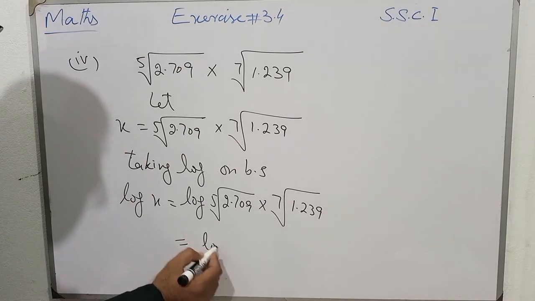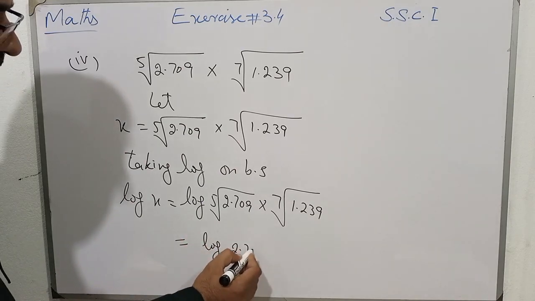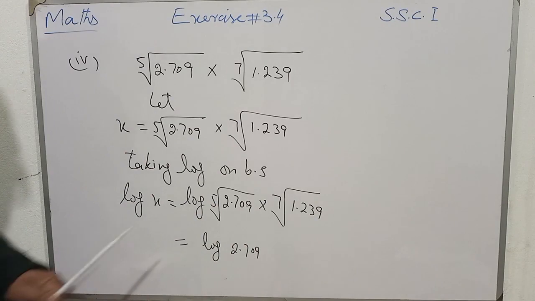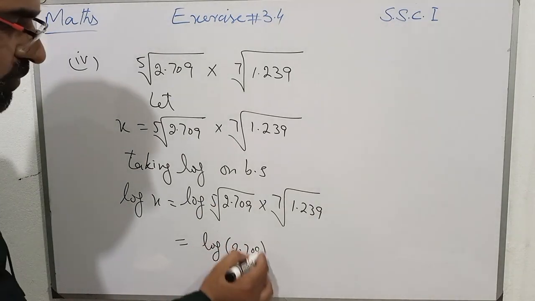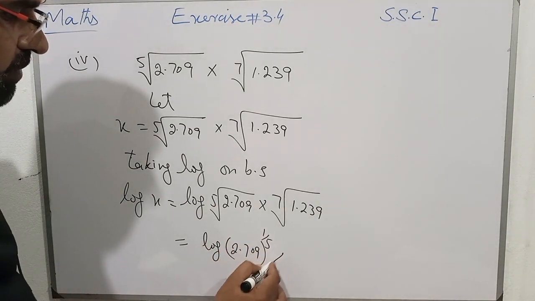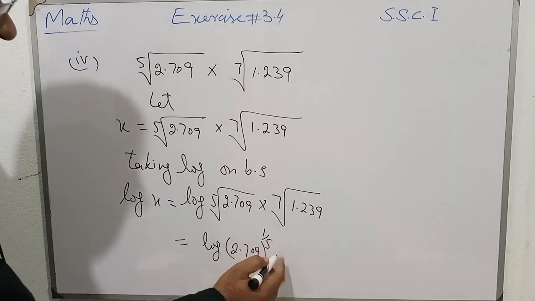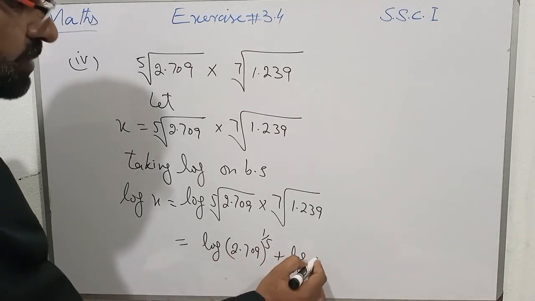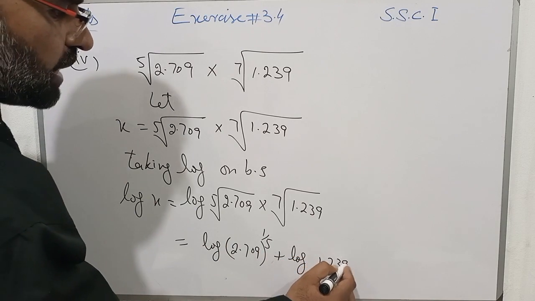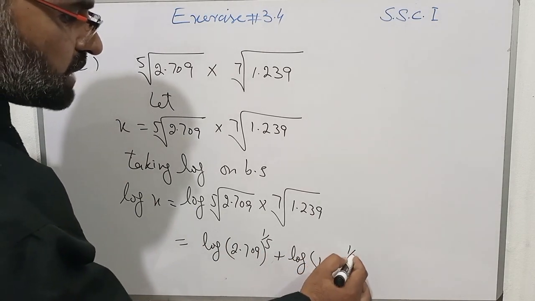So it will become log 2.709, and I will change this radical form in exponential form, and it will become 1 over 5 plus, not multiplication, plus log 1.239 to the power of 1 over 7.